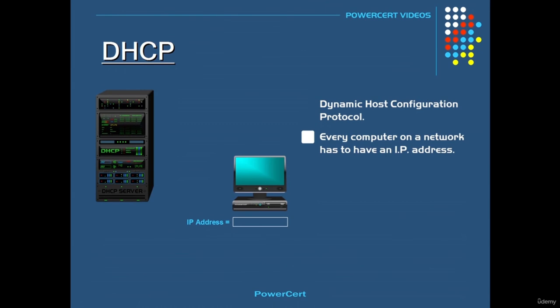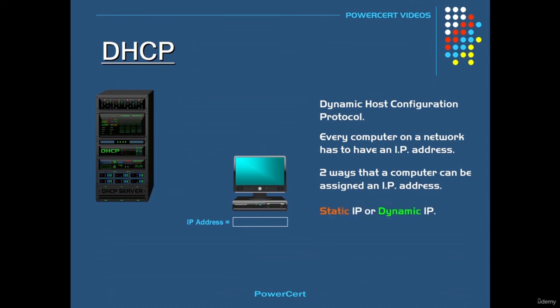Hello everyone. In this video, we're going to talk about DHCP, or Dynamic Host Configuration Protocol. Now, every computer or device on a network has to have an IP address for communication purposes. An IP address is an identifier for a computer or device on a network. And there are two ways that a computer can be assigned an IP address. It could be done by using a static IP or a dynamic IP.